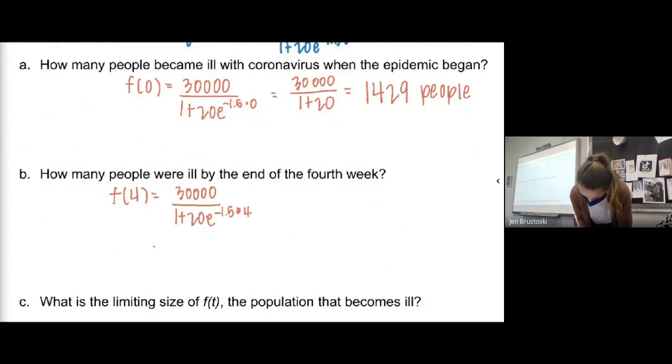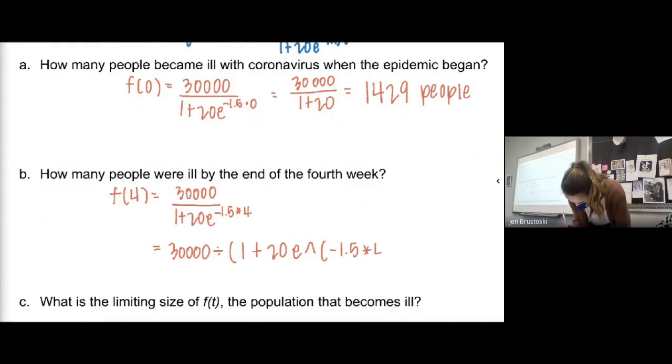Okay, so when you type this in, you're going to do 30,000 divided by 1 plus 20 e caret negative 1.5 times 4. And you need all the parentheses where I put parentheses, because we want to divide this whole thing, so we have to put parentheses around the whole denominator. And then we want e to this whole thing, so we have to put parentheses around that as well. Otherwise, it's going to do e to the 1.5 and then multiply that whole thing by 4. And if you don't do 30,000 divided by parentheses the whole thing, it'll just divide by 1.